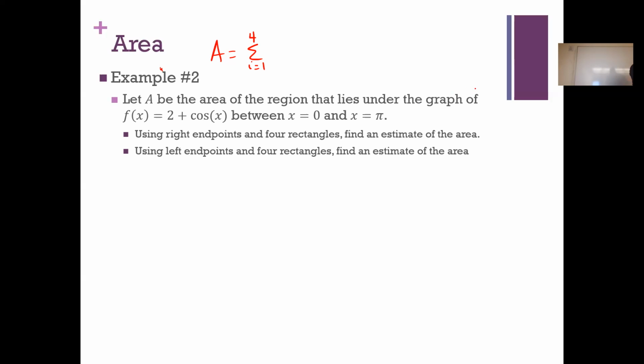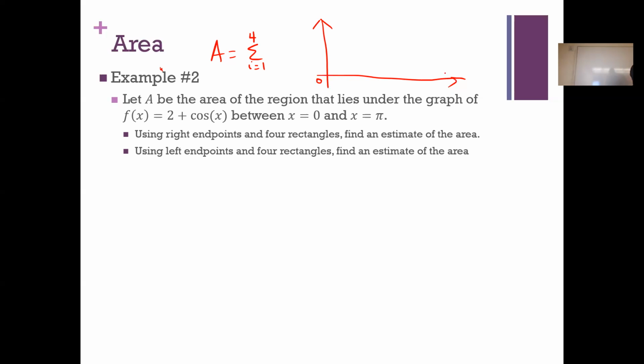So there are 4 rectangles, right? Yes. How wide is each one? Pi over 4. It's pi over 4. Okay, maybe we should draw a picture. Wait, so how do we get 4 then? We just said 4. Yeah, I told you 4 rectangles.